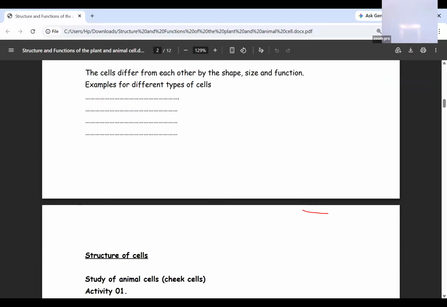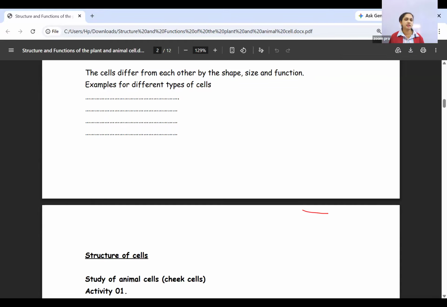So that is the cell theory. Then we move to the next one. The cells differ from each other. Yes, that is true. The cells differ from each other by shape, and size, and function, right? They are basic knowledge that we have learned in previous grades. I gave you some examples to write for this: different types of cells. We will write the cell and its function.